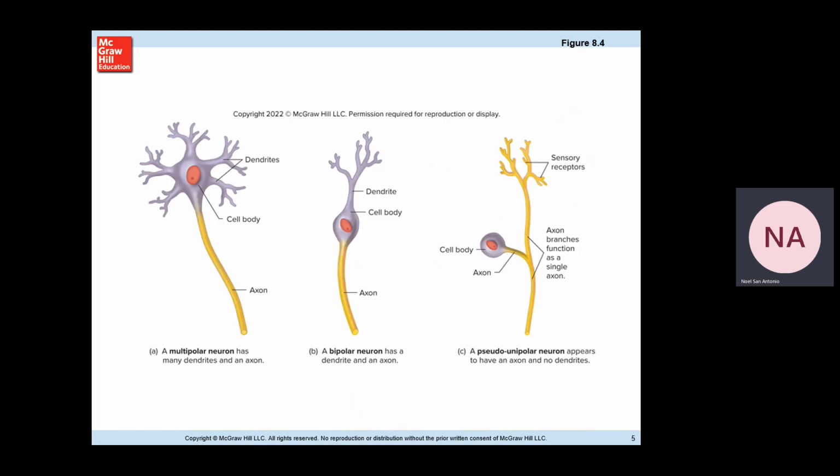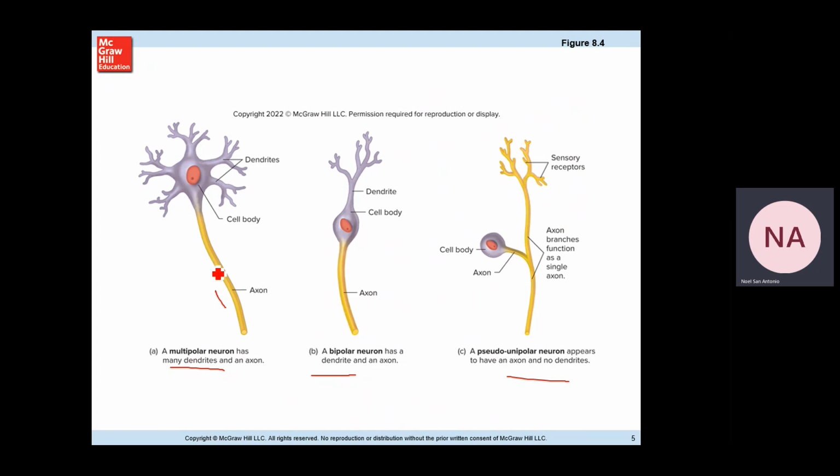Now, neurons can be classified into three types according to structure. So you have first a multipolar, a bipolar, and a pseudo-unipolar neuron. A multipolar neuron, just like what you see in the picture, has many dendrites and one axon.